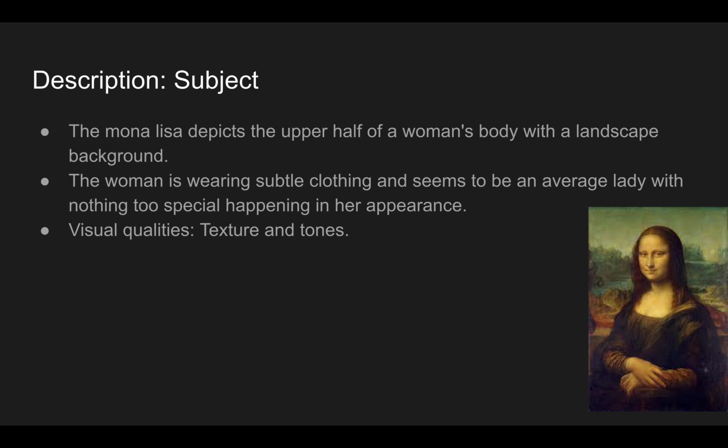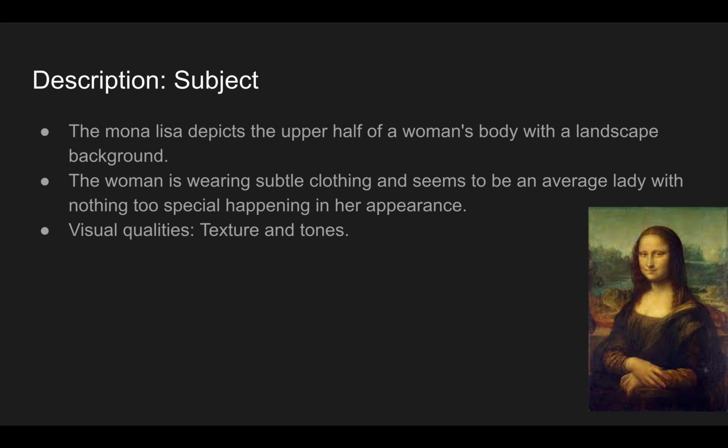Description: subject. The Mona Lisa depicts the upper half of a woman's body with a landscape background. The background contains a body of water and what seems to be a forest or a batch of trees. If you look closely, you can also see a glimpse of a circular yellow figure which seems to be a sun. The woman is wearing subtle clothing and seems to be an average lady with nothing too special happening in her appearance. She has a pale complexion with brown hair, which was very common for the time.